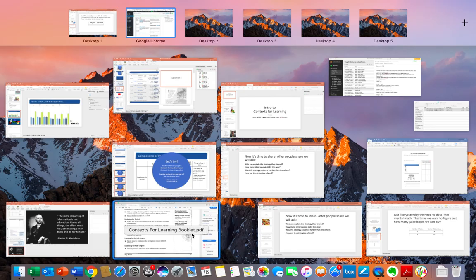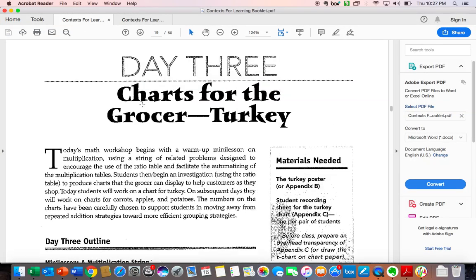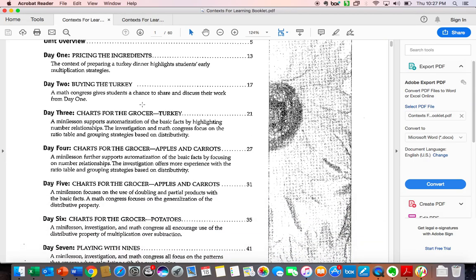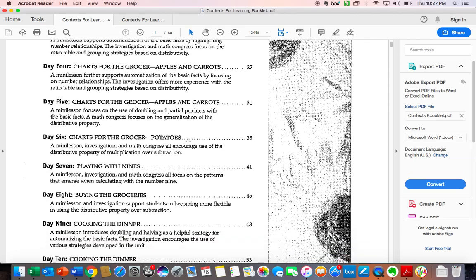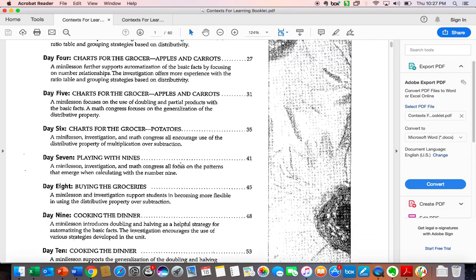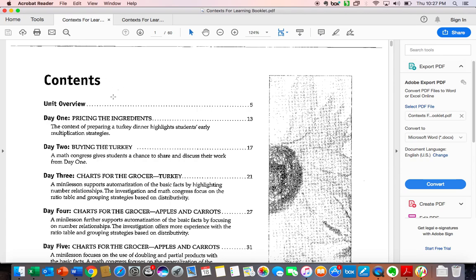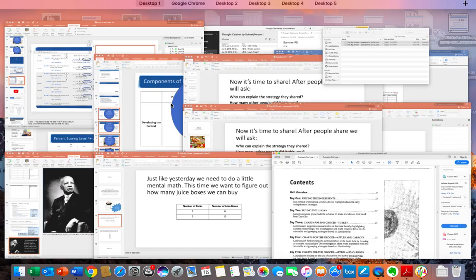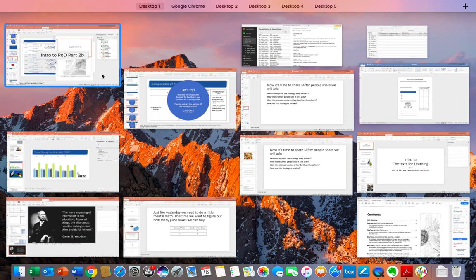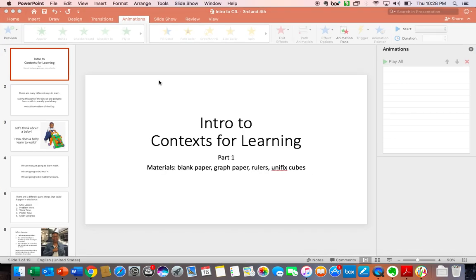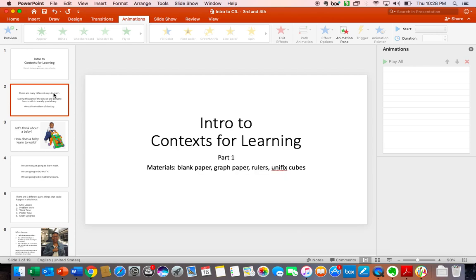So the whole module is about multiplication, and you are figuring out the costs for a dinner and the amount of time for a dinner the whole time. So you price some ingredients for the turkey, you price some apples and carrots, you price some potatoes, you try to cook the dinner, right? These are all different investigations around this big dinner that you're going to host. So we use that to think about multiplication, but when you start, you're just going to start with Intro to Context for Learning, which I have totally made up for you.